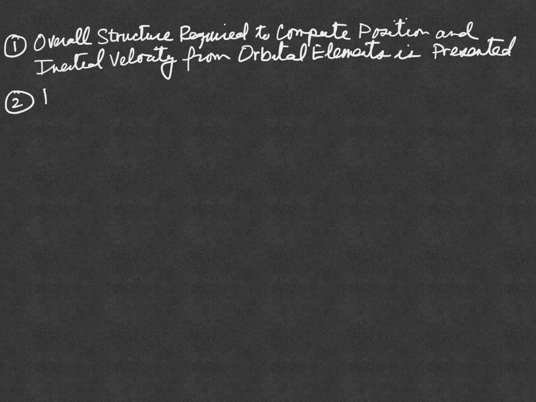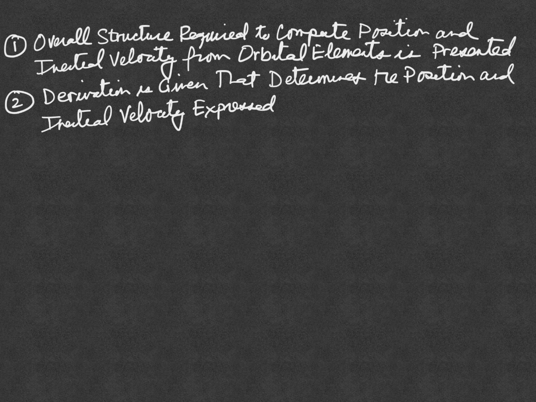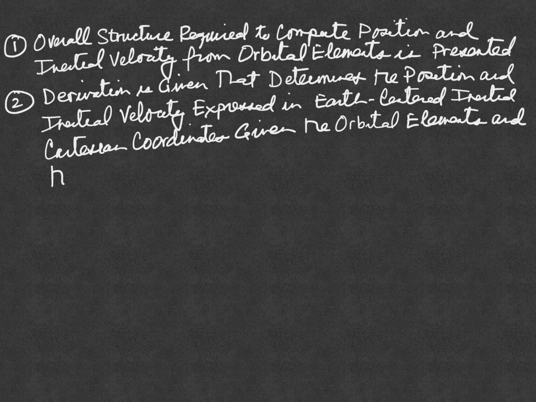Next, a derivation is given that determines the position and inertial velocity expressed in Earth-centered inertial coordinates, given the orbital elements and the gravitational parameter.